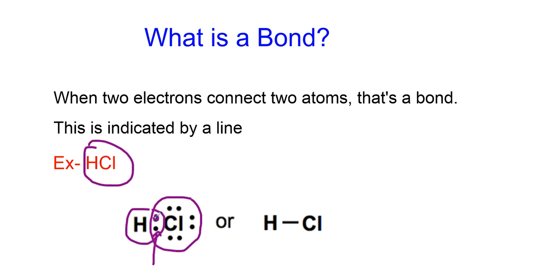And we indicate those 2 electrons as a line like this. So actually there are other electrons out here, but we're not going to include them. They're just simply implied, so we'll just erase those. What we're interested in is just this guy right here. That's going to indicate that there's 2 electrons that formed a bond. So when 2 electrons connect 2 atoms, that's what we call a bond, and we're indicating it by a line.